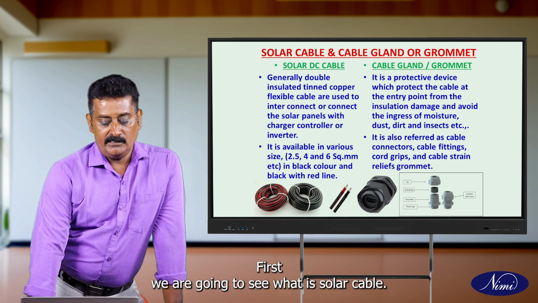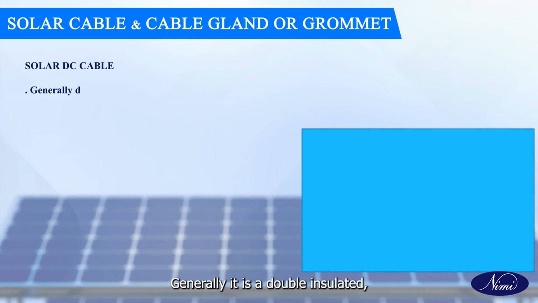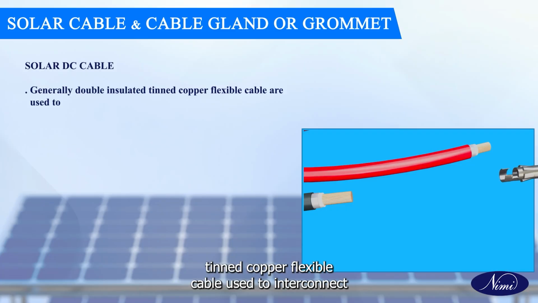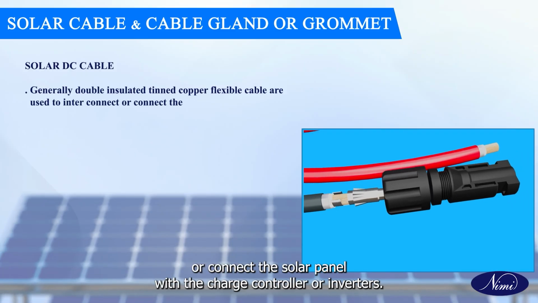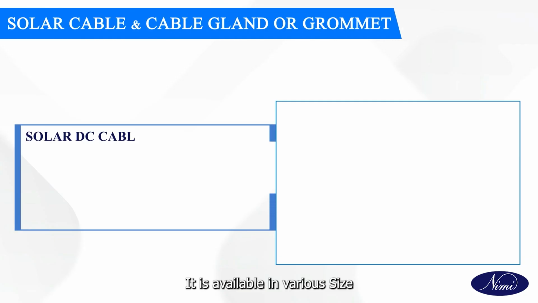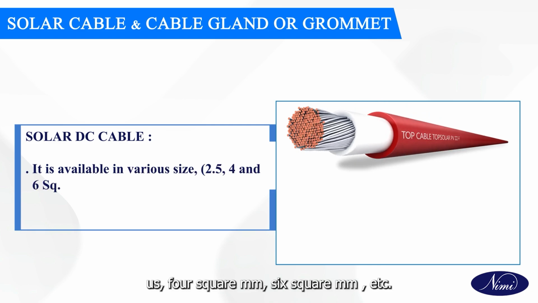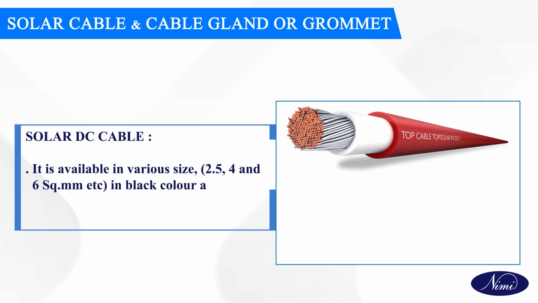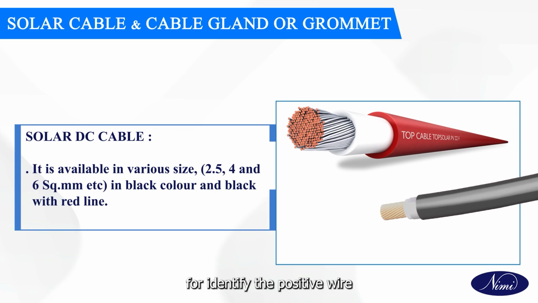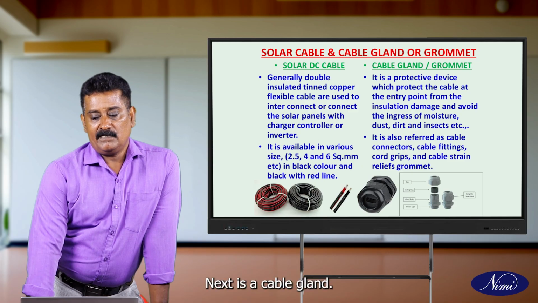First, we are going to see what is solar cable. It is also called as solar DC cable. Generally, it is a double insulated tinned copper flexible cable used to interconnect or connect the solar panel with the charge controller or inverters. It is available in various size, that is 2.5 square mm or 4 square mm, 6 square mm, etc. Generally black color, but to identify the positive wire, it has some red line in the black wire.